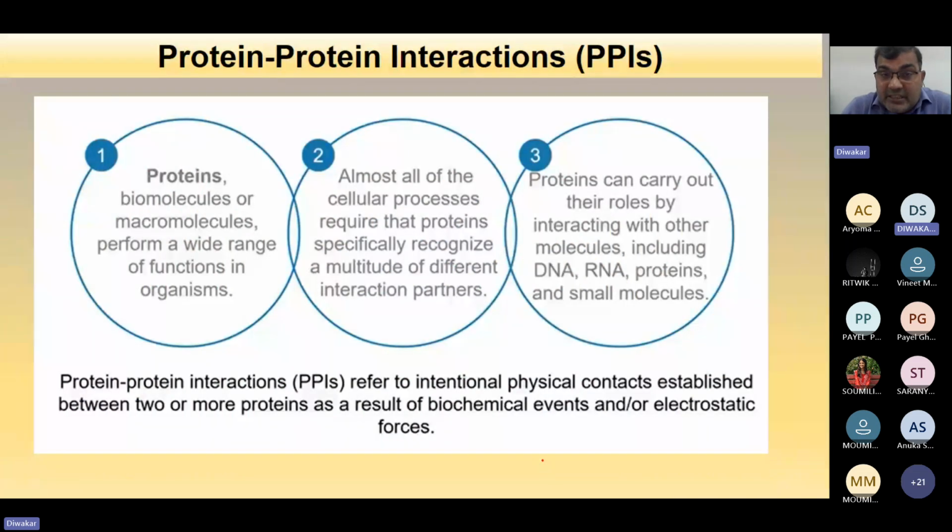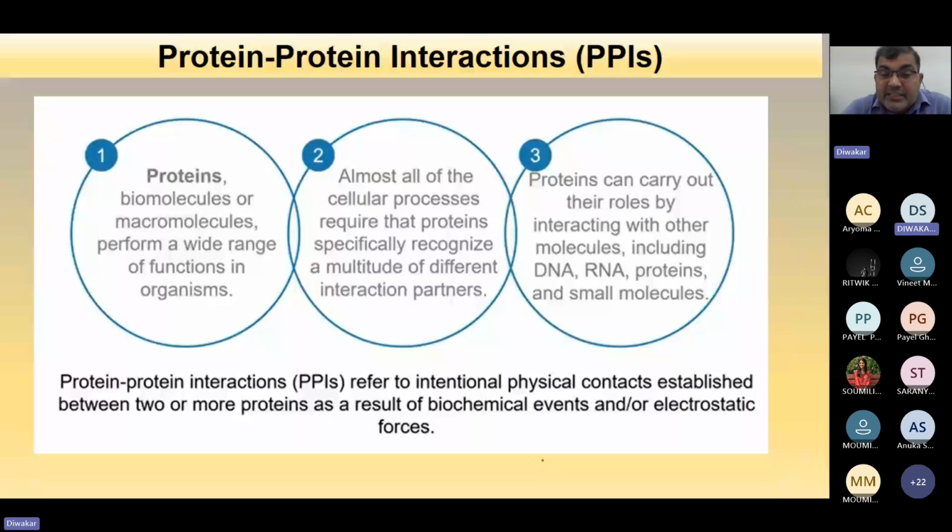Now, protein interaction is important. As you know, protein molecules play a wide range of functions inside the cells, and every cellular process requires proteins to specifically recognize a multitude of different interacting partners. Those interacting partners may be DNA, RNA, proteins, or cofactors. That's why protein interaction is important for therapeutic application. We can design therapeutic molecules either by mimicking the domain interaction through synthesis of peptide molecules, or we synthesize chemical molecules or small molecules that can interfere with protein interactions, and we can balance the activity of the cells.